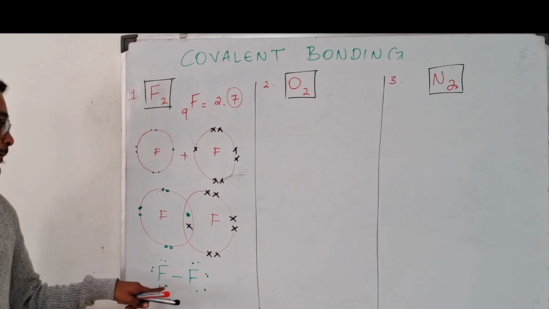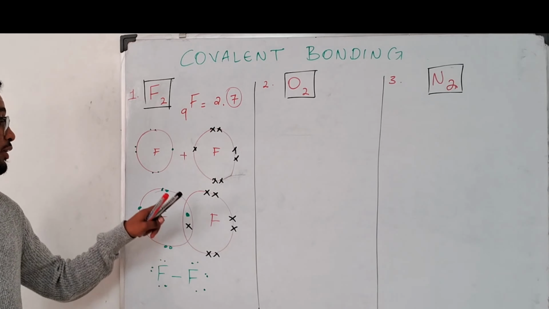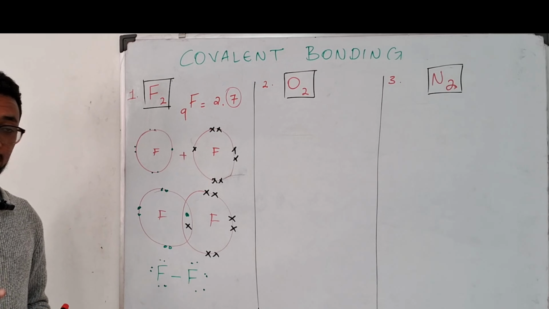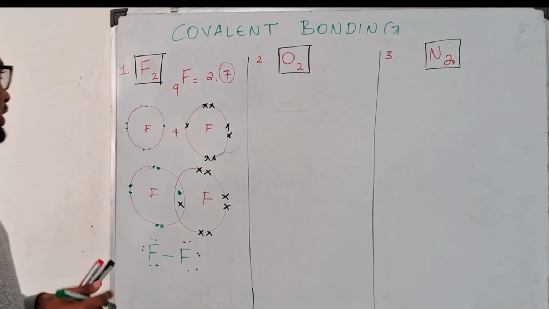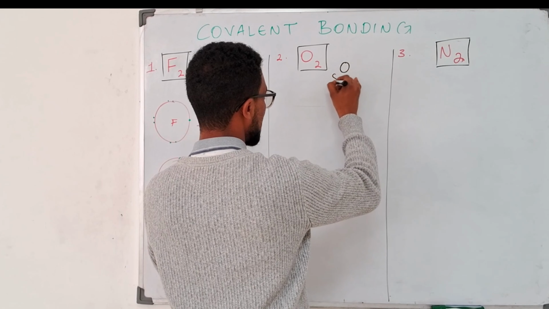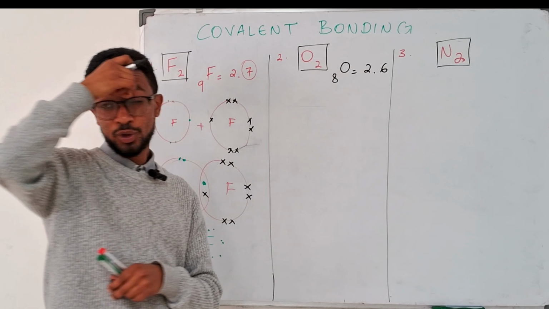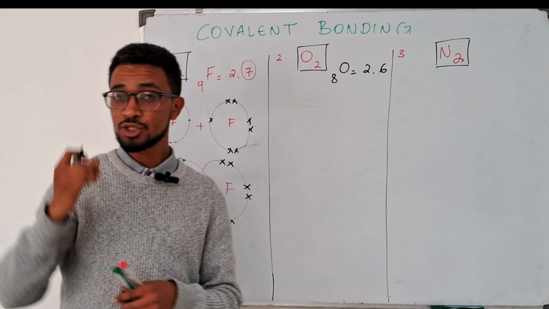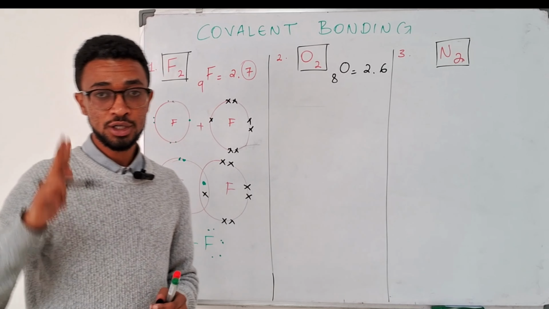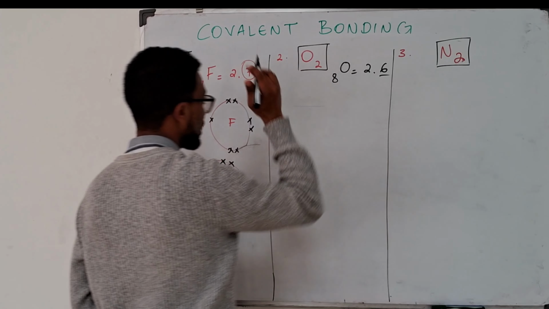So now, how is a single covalent bond formed? When 1 pair of electrons is shared. Now let's look at the second example, which is the oxygen molecule. Oxygen has atomic number of 8. Its electron configuration will be 2, 6. So what should oxygen do? It needs to gain or share 2 electrons to become stable, or to have 8 electrons in its last shell.